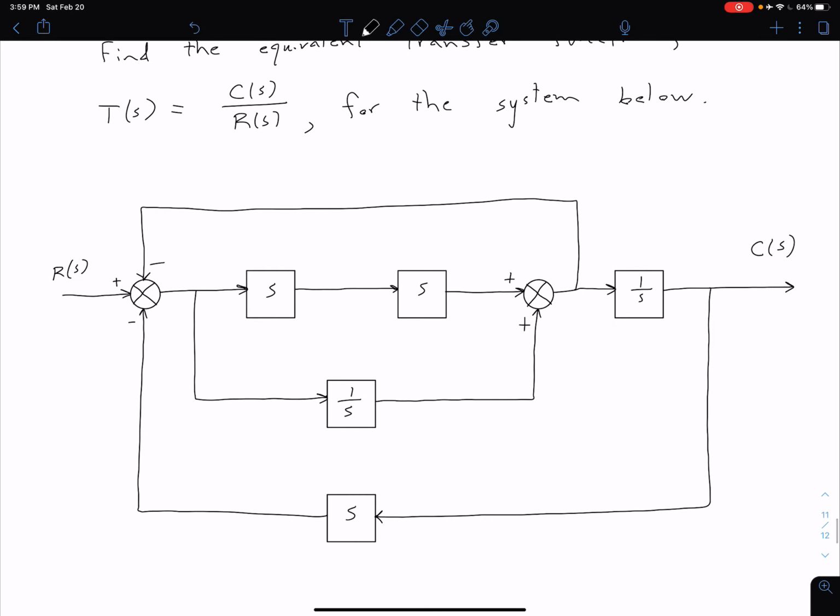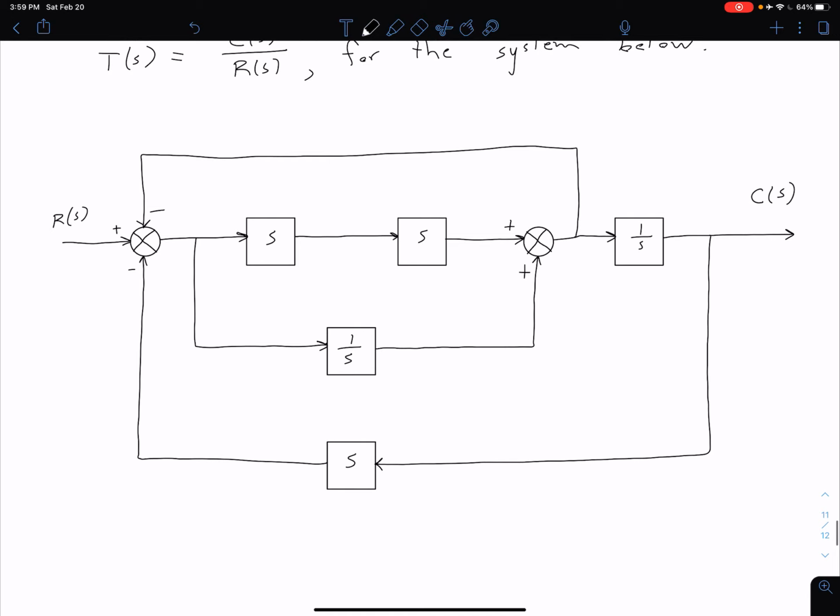So our equivalent transfer function, of course, T of S is going to be our output C of S divided by our input R of S. And of course we see we have multiple subsystems represented by our individual blocks throughout the system. We have some of these paths going forward. We have some paths coming back, so we know we're going to have to incorporate feedback at some point.